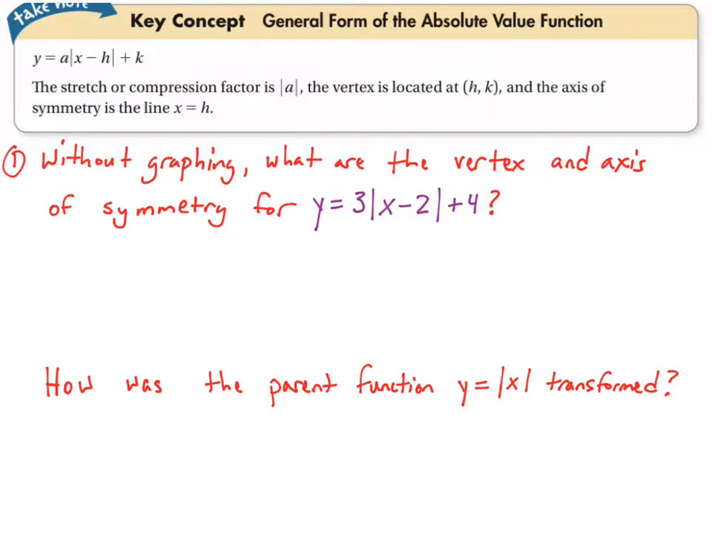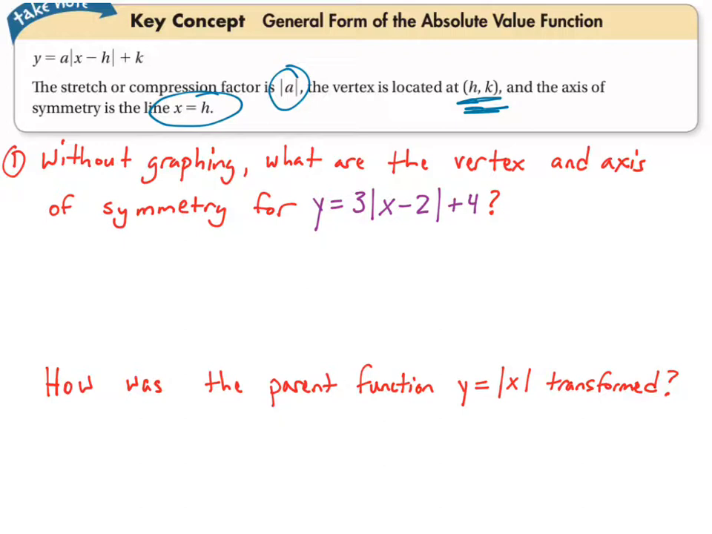The stretch or compression factor is the absolute value of a, where the vertex is located at (h, k), and the axis of symmetry is x equals h. So without graphing, what are the vertex and axis of symmetry for 3 times the absolute value of x minus 2 plus 4?